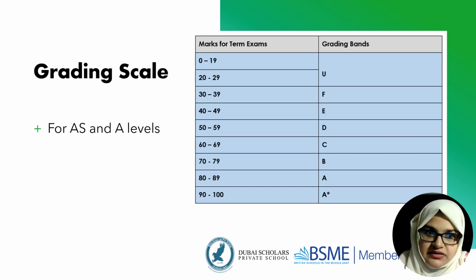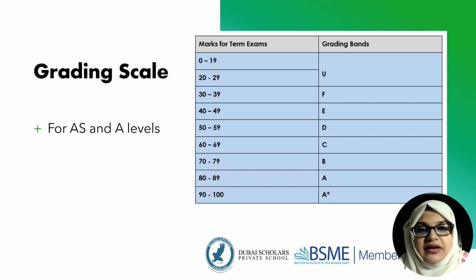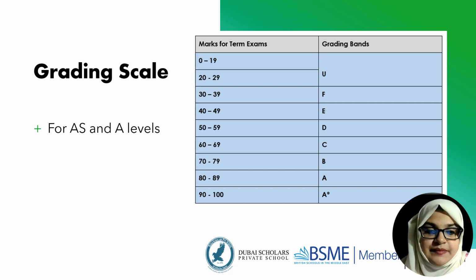The grading scales for AS and A levels are as in the picture shown. Again, based on the mark the child gets out of 100, the grading band is assigned to the child.